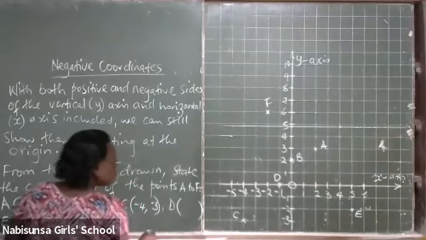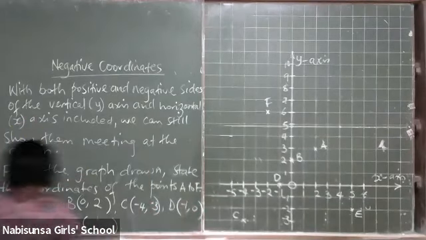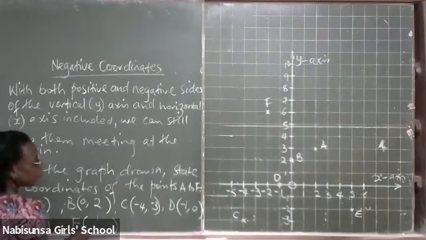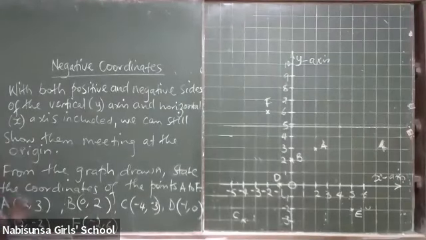E? -1, 0. E? 5, -2. Coordinates of F? -2, 6. That is very good.